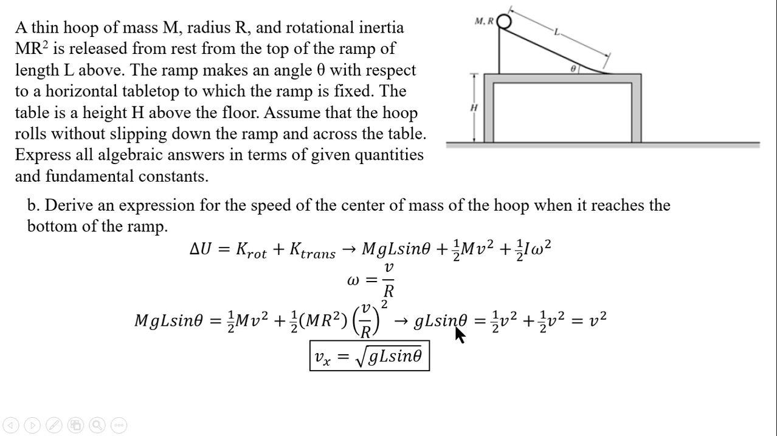And then this is GL sine theta, right? Because your m's canceled out, your r's, this r canceled out with that one. And it's a squared, so it's V squared basically over R squared, that cancels out. And you're left with 1/2 V squared plus 1/2 V squared equals V squared. So basically V squared equals GL sine theta. Boom, boom. Okay. I know I went fast.